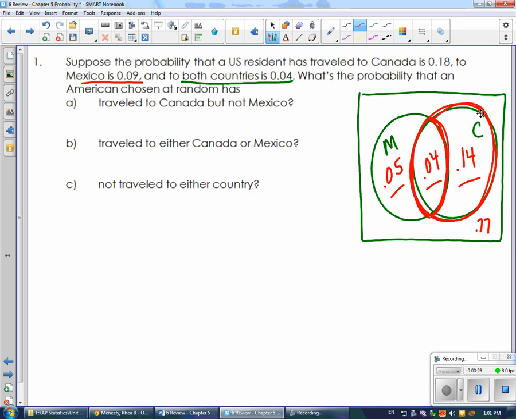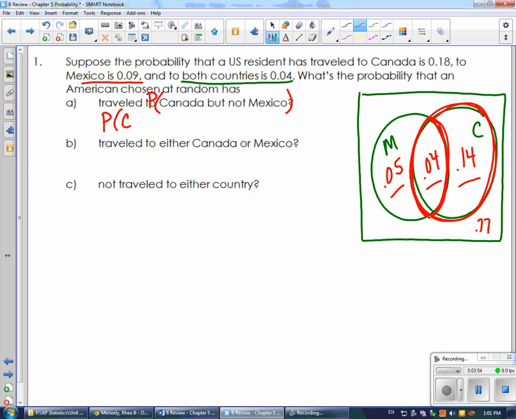And again, you can set this up as a two-way table. Your probabilities are going to be the same. In letter A, it says travel to Canada, but not Mexico. Remember, on the test, you will have to write the probability statement for each problem. If you want to write it out as the probability of Canada but not Mexico, because you're afraid you're going to get the notation wrong, that's totally fine. I'm going to write it using symbols.